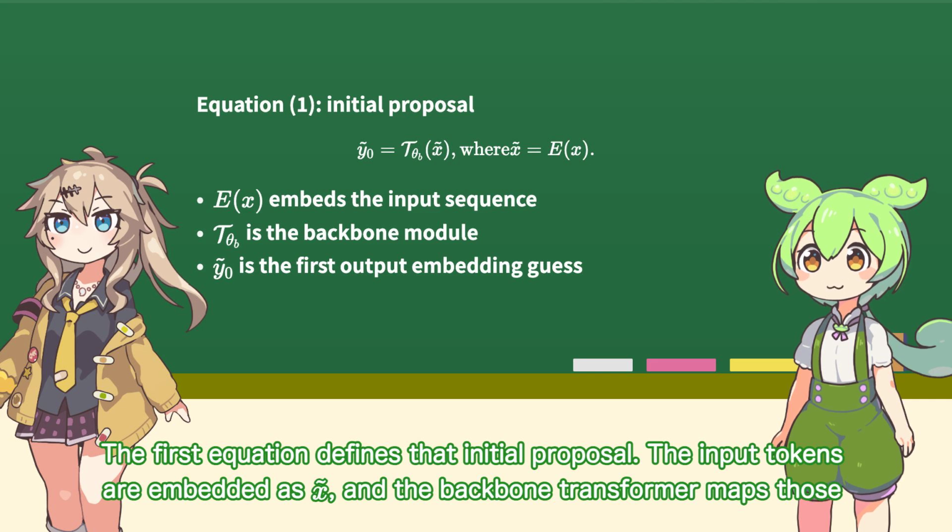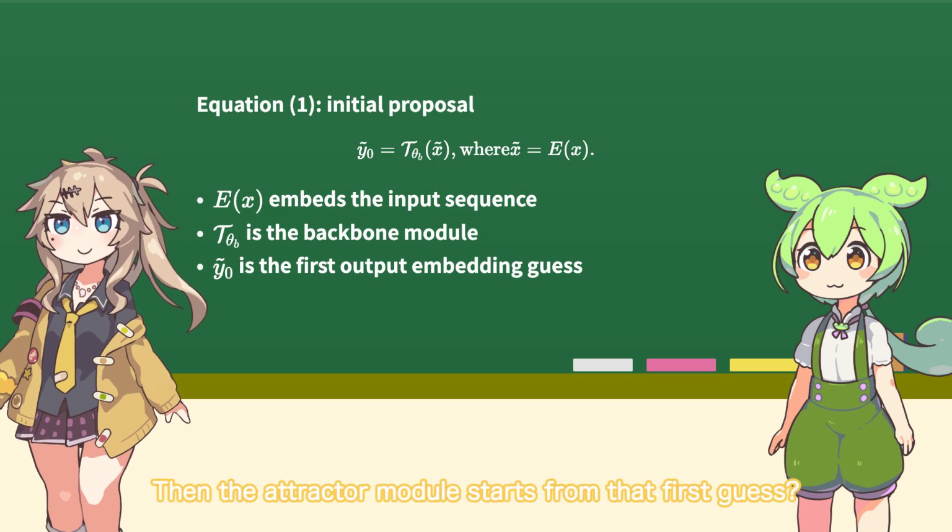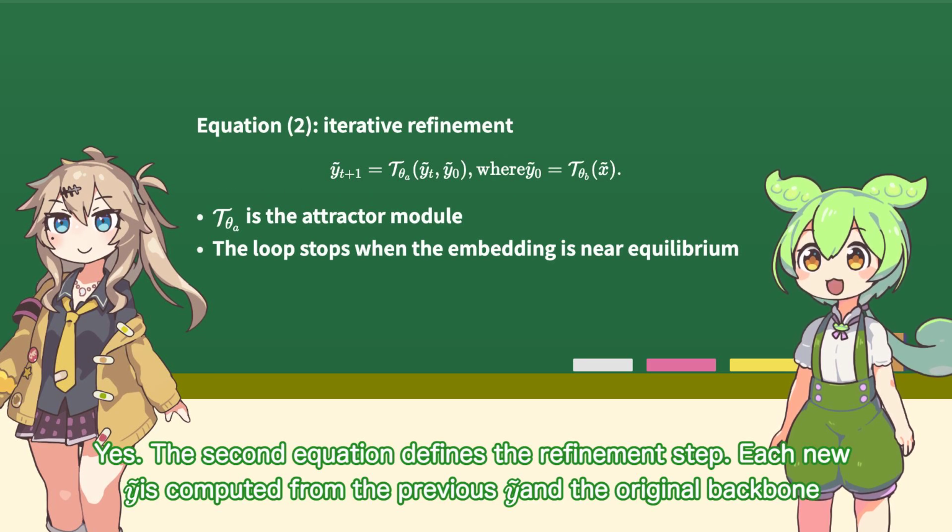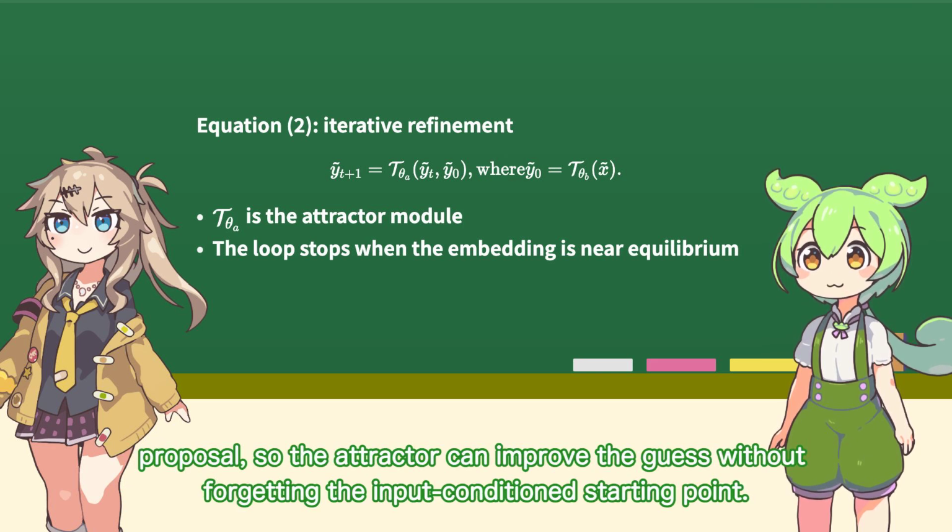The first equation defines that initial proposal. The input tokens are embedded as x tilde, and the backbone transformer maps those embeddings to y tilde 0. Then the attractor module starts from that first guess. Yes, the second equation defines a refinement step. Each new y tilde is computed from the previous y tilde and the original backbone proposal, so the attractor can improve the guess without forgetting the input condition starting point.